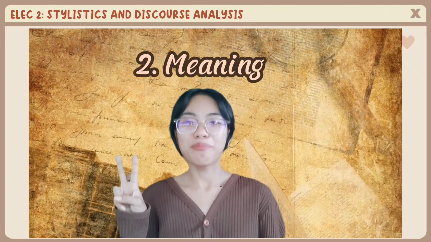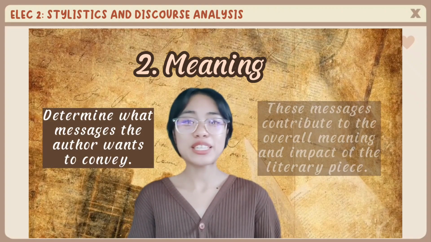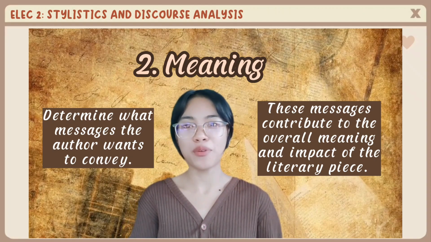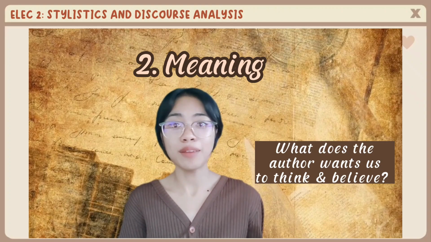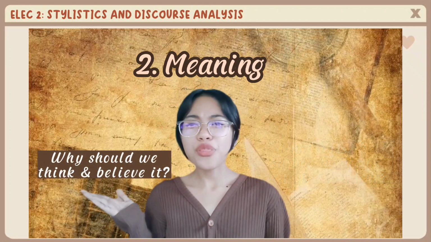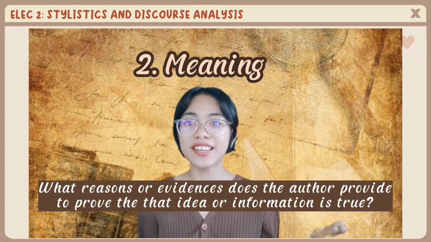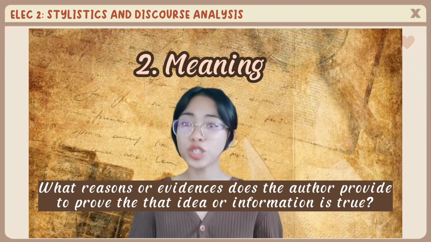Number 2, meaning. Determine what messages the author wants to convey. These messages contribute to the overall meaning and impact of the literary piece. What does the author want us to think and believe? Why should we think and believe it? What reasons or evidence does the author provide to prove that the idea or information is true?